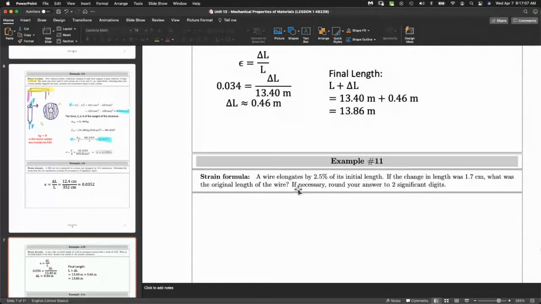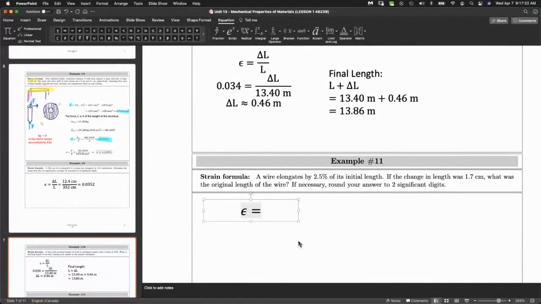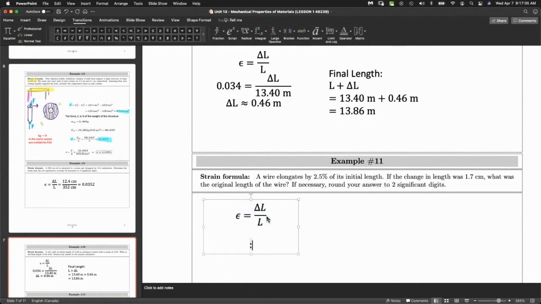So it says here a wire elongates by 2.5%. If the change was 1.7, what is the original length of the wire? Ooh, okay, so this question is easy peasy. Because we have this formula here, which is the OG formula, and we're just going to rewrite it. So if you want to solve for L, what does L equal? Solve for L in the chat. What do you got? What does the original length equal in terms of the strain and the change in length?